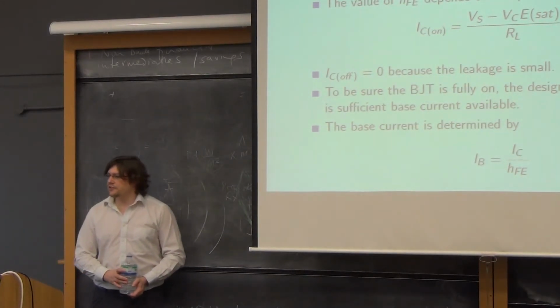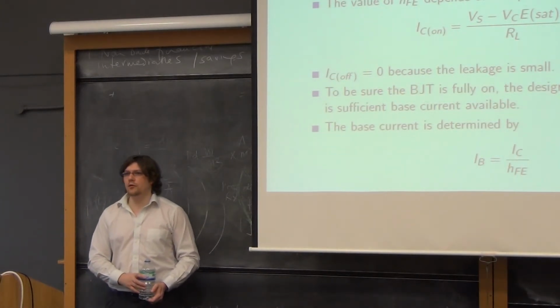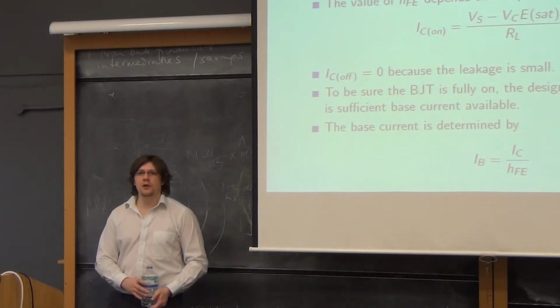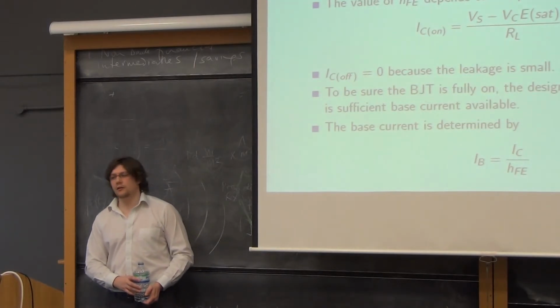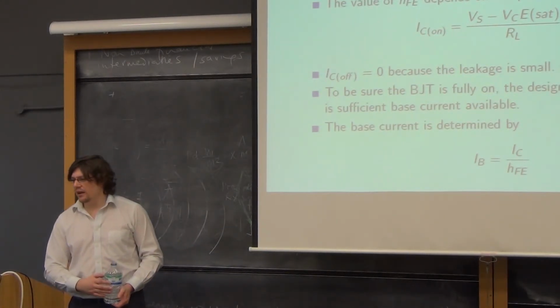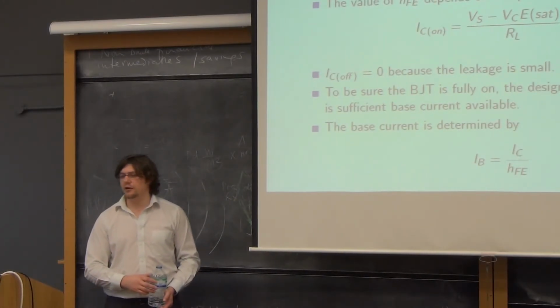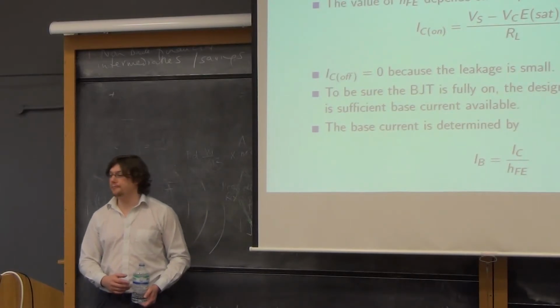So IC on is Vs minus VC sat upon RL. All we've done there is applied Ohm's law to the load resistor, just the same as we did for the FET. And for the same situation as the field effect transistor, IC off is 0 because the leakage is so small we'll ignore it.